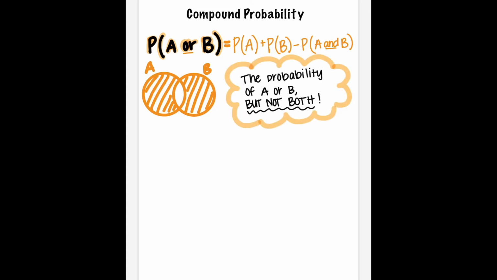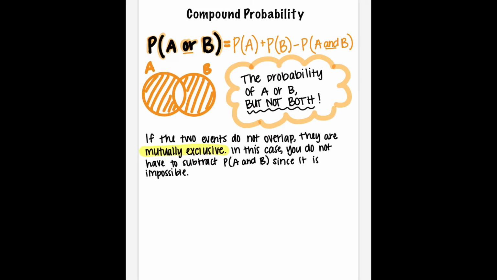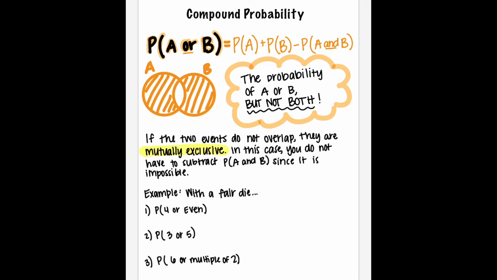Okay, if the two events don't overlap, if it's impossible for them to occur at the same time, say, like if you roll a dice, you can't roll a 5 and a 6 at the same time, then you just wouldn't have to subtract anything out. So if the two events cannot overlap, then they are called mutually exclusive. Okay, let's look at a few examples together.